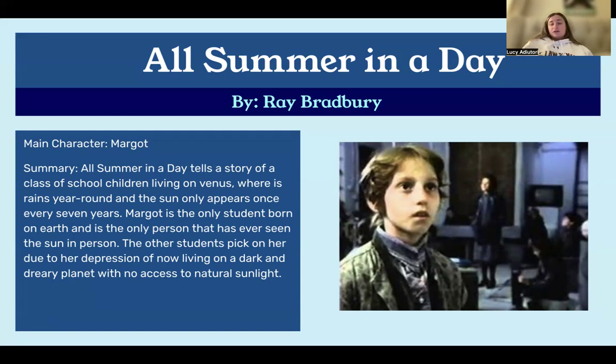So all of the students in Margot's class were actually born on planet Venus, except Margot. So she was born on Earth, and she actually remembers what it looked like outside with the sun actually out, because the sun never shines on Venus. It's always just wet and dreary. Okay, so we're going to be reading a lot more about this once we get into our unit.